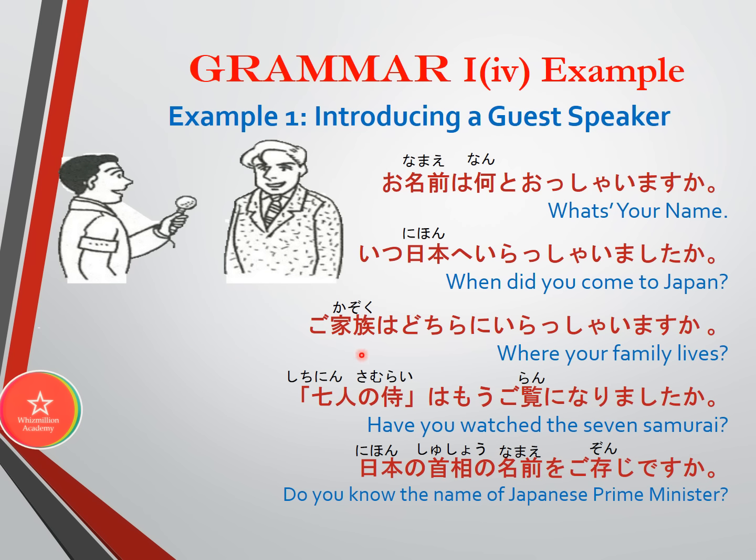Where does your family live? ご家族はどちらにいらっしゃいますか? They live in New York. ニューヨークにいます。七人侍はもうご覧になりましたか? Have you watched The Seven Samurai? はい、見ました。Yes, I have watched it.